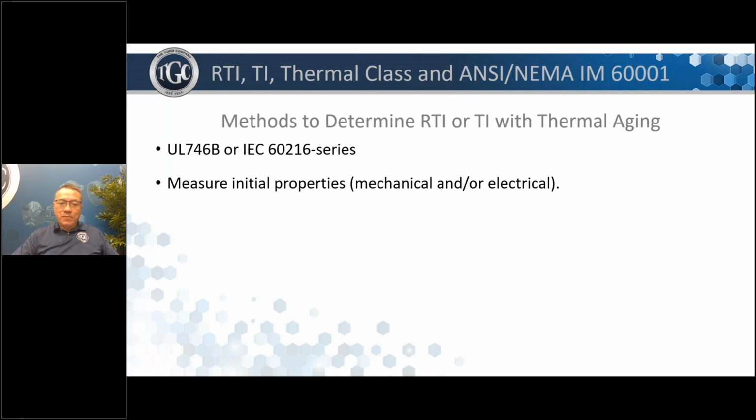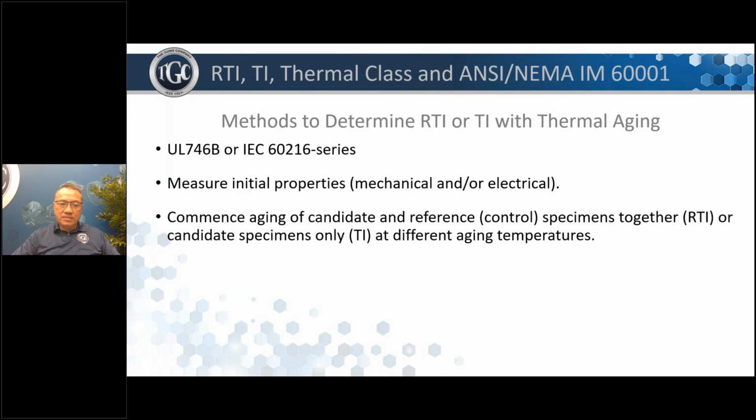Essentially, we are talking about 50%, so we have to know our starting point. So we measure initial property. We do the tensile test, we do the impact test, and we do the dielectric test, and then we start aging. So usually RTI means relative. You pick a control or reference with a known RTI and age it side by side with the candidate at different aging temperatures. That's what we call RTI. If you choose not to use a reference, that's fine. But what you get is a TI without the relative, for the opposite reason, it's by itself.